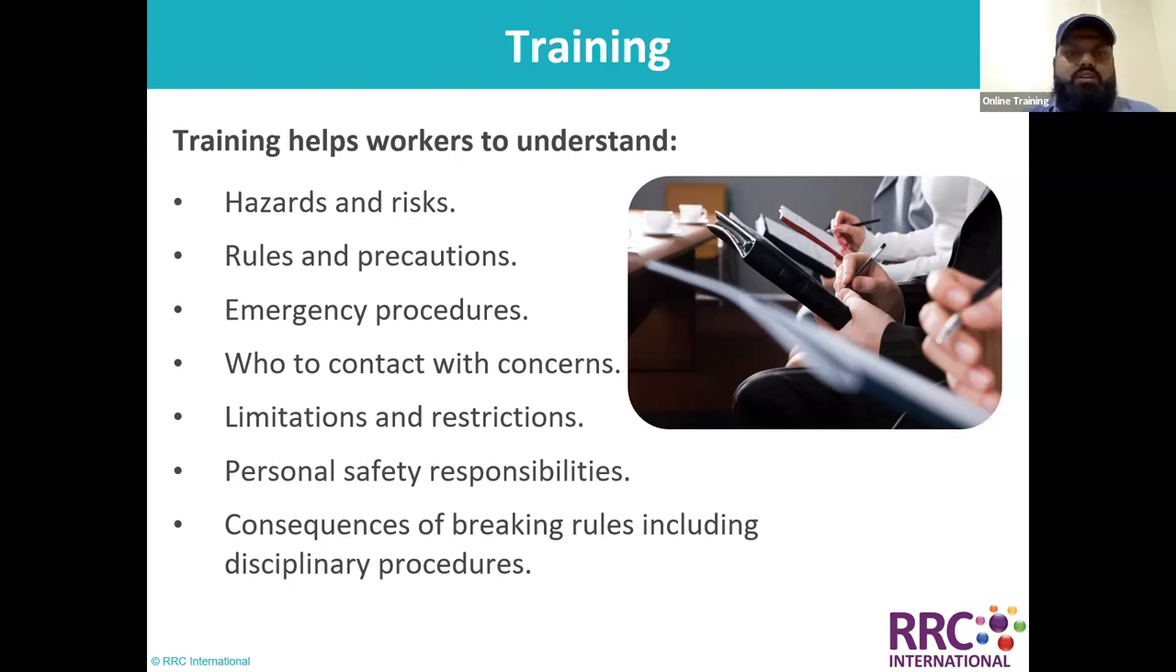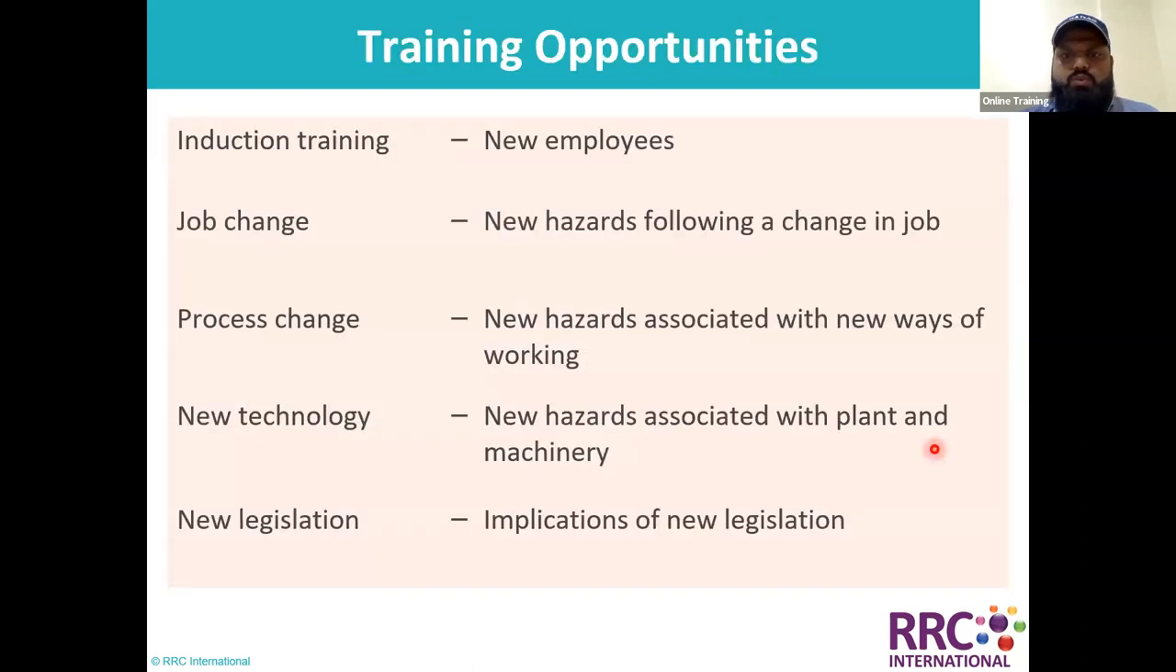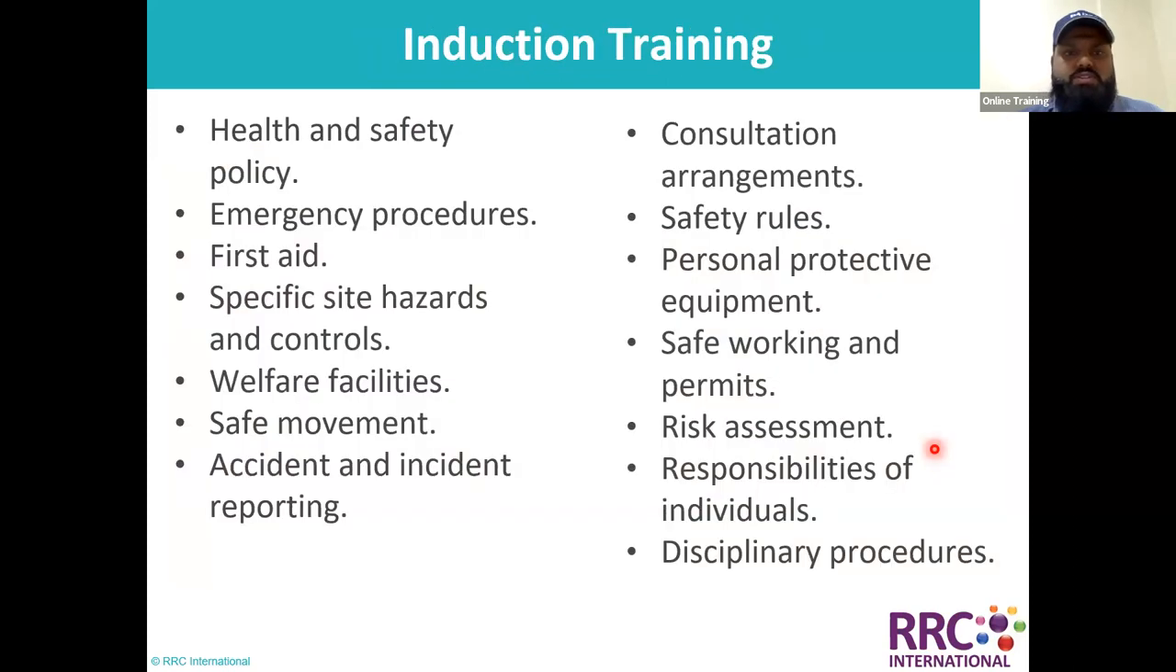After that, we learned what training opportunities we get once we are working on the project site. Different opportunities are there. For example, when the employees are newly hired, or if there is some kind of job, process, technology, or legislation change, then we can conduct the training for our participants. And then we move to the induction training: in case someone joins us newly, what kind of training do we have to conduct for him? What kind of topics do we need to include in the induction training?